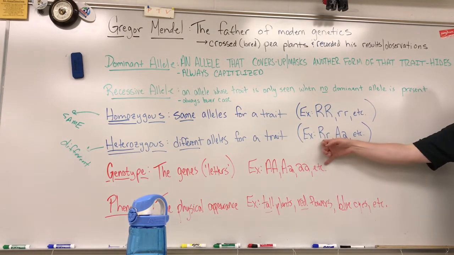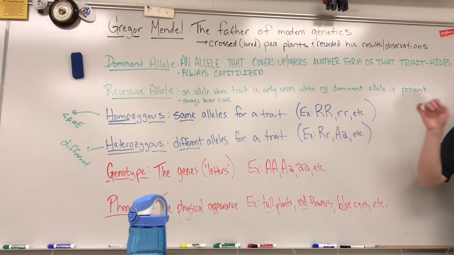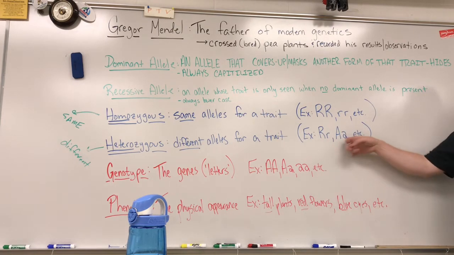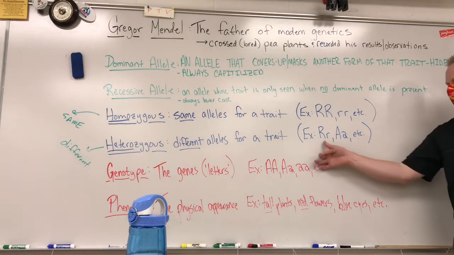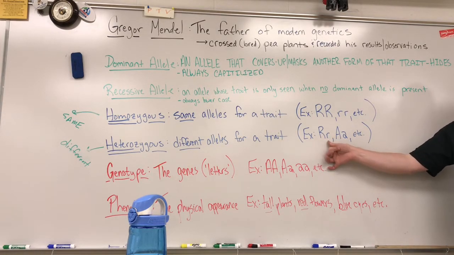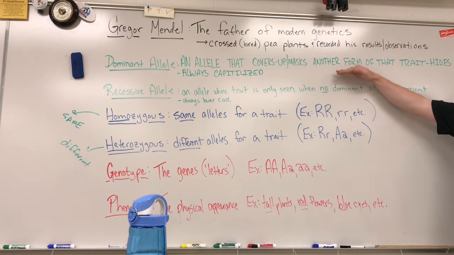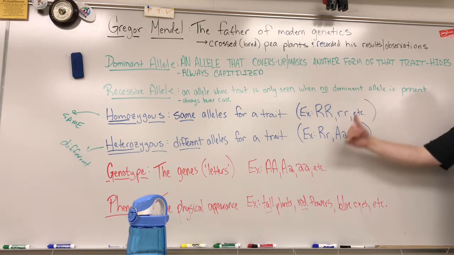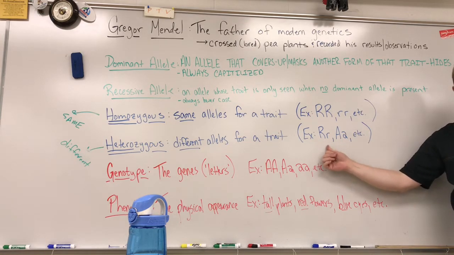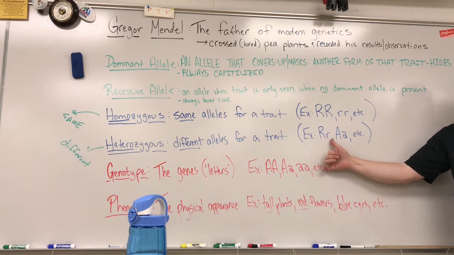Heterozygous means when they're different, so a big R and a little r. They are different from one another. A big A and a little a are different from one another. They have different alleles. Now, the heterozygous have two different alleles. They have a capital and a lowercase. And capital letters represent dominant and lowercase represent recessive. What are we going to see here? Are we going to see the dominant, or are we going to see the recessive trait?